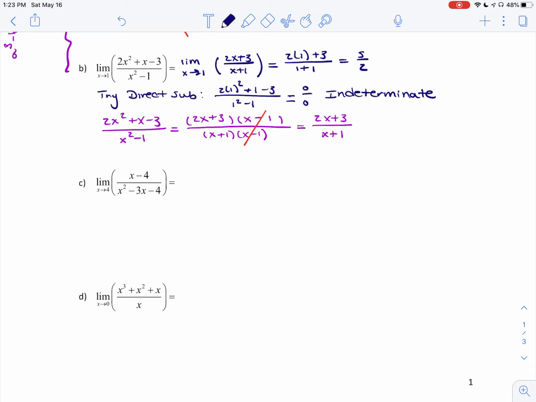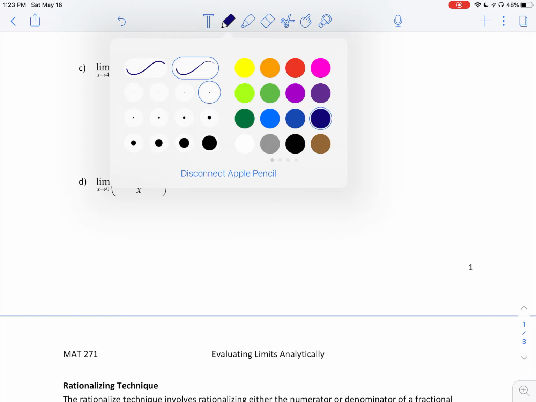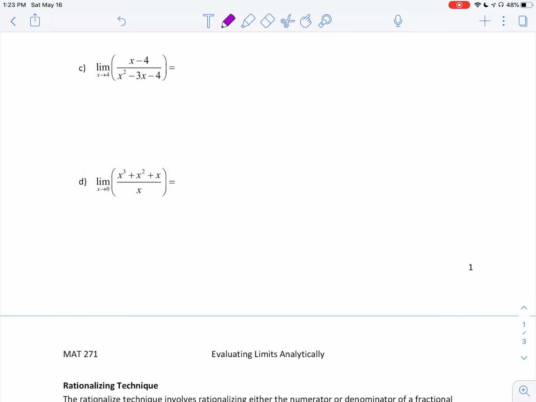All right, let's try another example. This time we're looking at the limit as x approaches 4 of this rational function. Same as the others, if we tried to just plug 4 in using direct substitution, we would see that it's indeterminate. Skip that part this time just because I think you guys can do that piece on your own. I'm going to go ahead and go straight to the simplifying part.